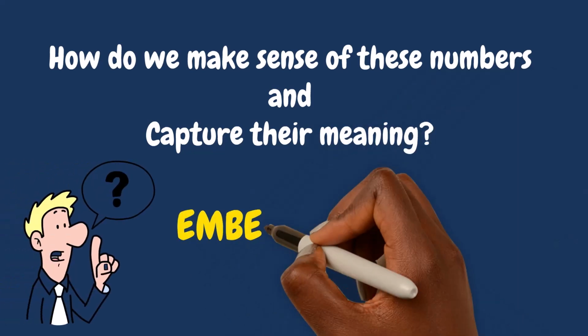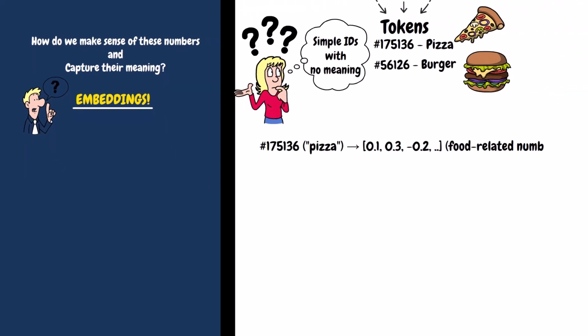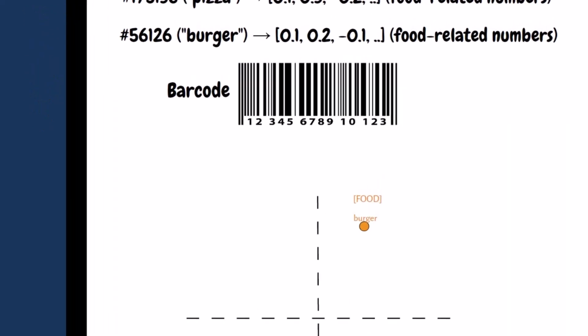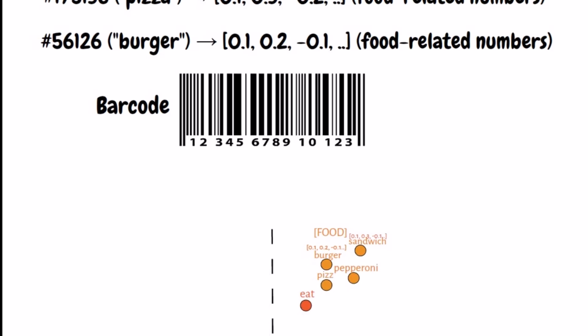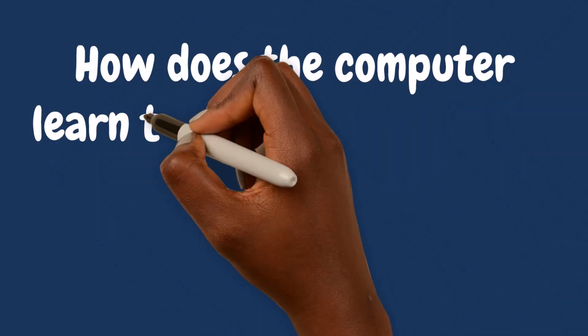This is where embeddings come in. Embeddings turn each number into a smart list of numbers, like a barcode that shows what the word means and how it relates to other words. With embeddings, words like burger and sandwich get similar number patterns and are placed close together because they are both delicious foods. But how does the computer learn these smart patterns?